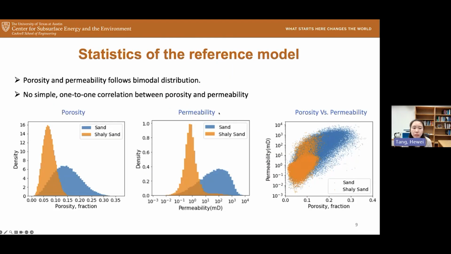Here I show some statistics of this reference model. We have porosity and permeability following bimodal distributions, since we have different distributions in sandy facies and shaly sand facies. Also, we have no simple one-to-one correlation between porosity and permeability. However, they are kind of dependent. So it gives us some difficulty in building the initial reservoir model.